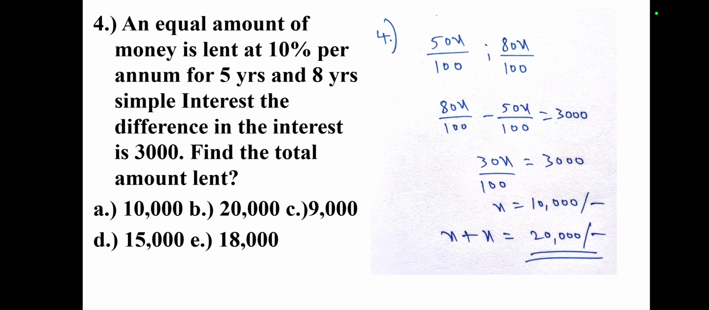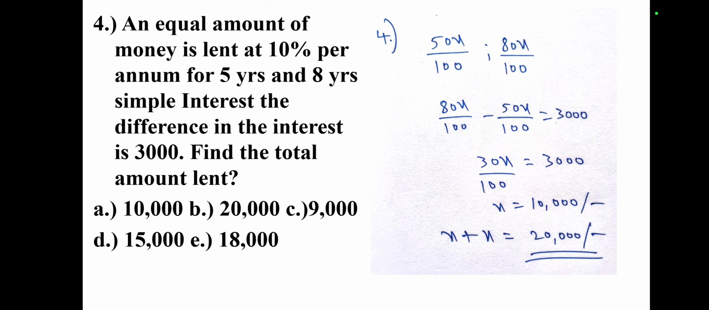So some certain X amount of money was lent at 10% rate of interest for 5 years. So that is simple interest, it becomes 50x by 100. And the same amount of money, another X money, was lent for 8 years at 10% rate of interest. It becomes 80x by 100. It is clearly given that 80x by 100 minus 50x by 100 is equal to 3000 rupees. So 30x by 100 is equal to 3000, x equal to 10,000 rupees.